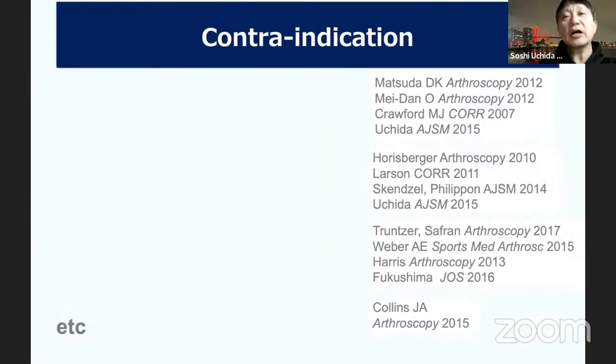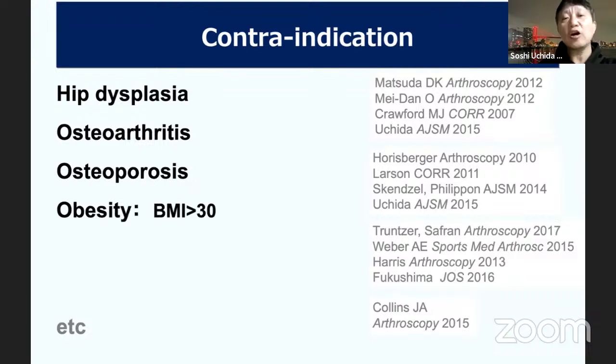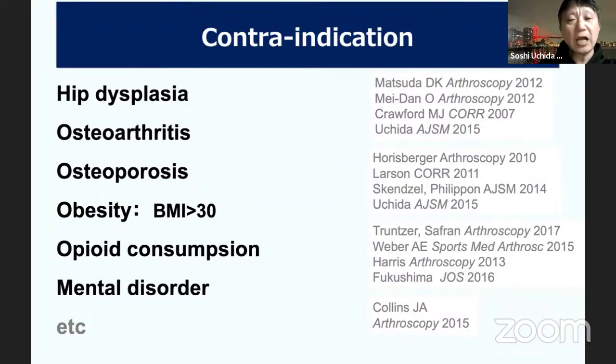Next, we are going to talk about contraindications. Contraindications of hip arthroscopy are hip dysplasia, osteoarthritis, osteoporosis, obesity with BMI greater than 30, opioid consumption, and mental disorder.